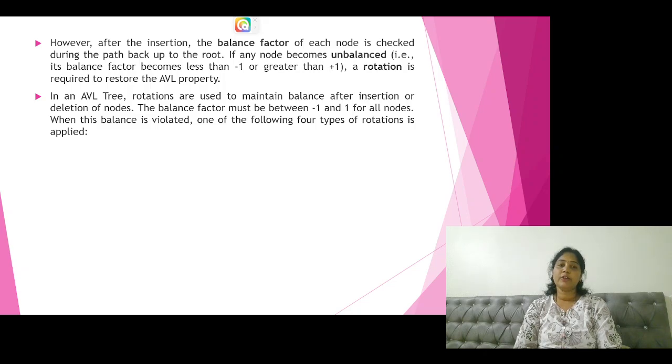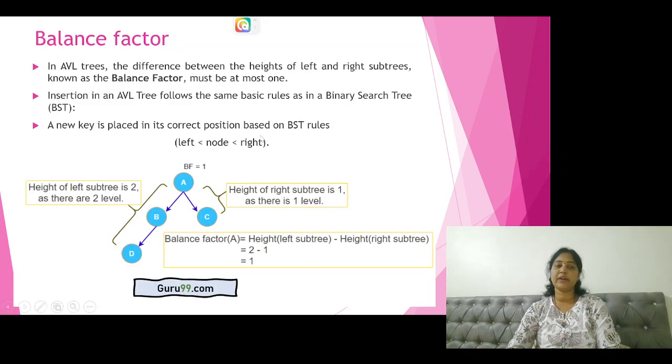In an AVL tree, rotations are used to maintain the balance after insertion or deletion. The balance factor must be -1 to 1 for all the nodes. Either it must be -1 or 0 or 1, not greater than this. So when this balance is violated, one of the following rotations we have to apply.